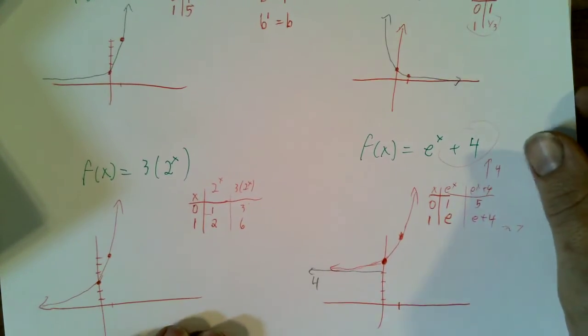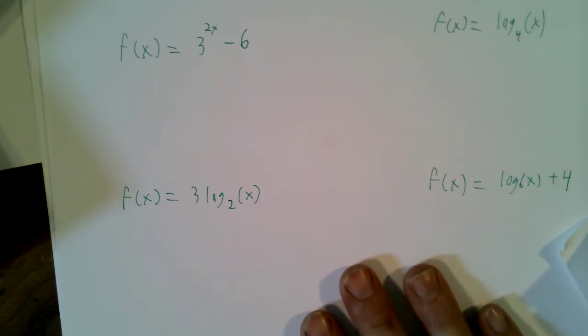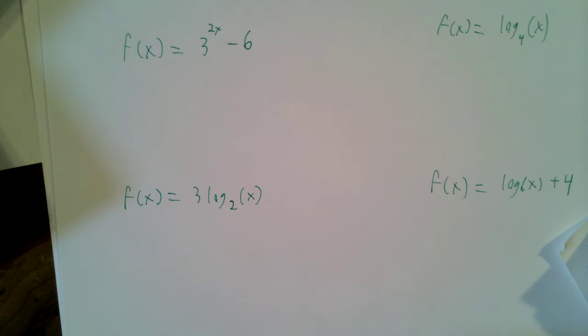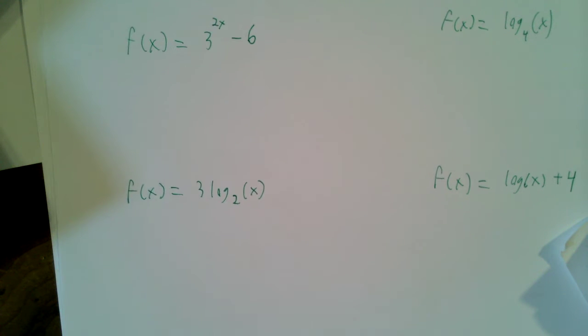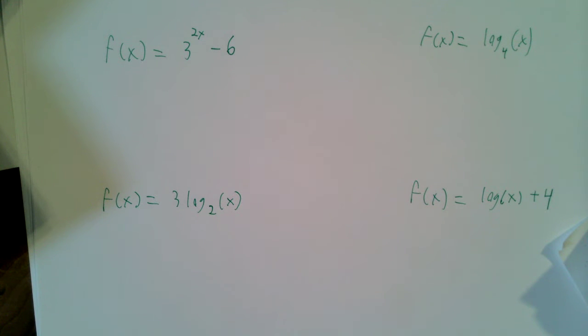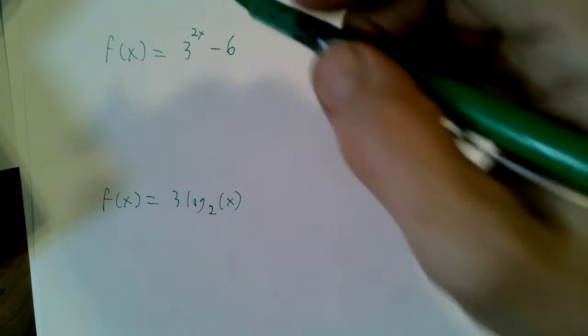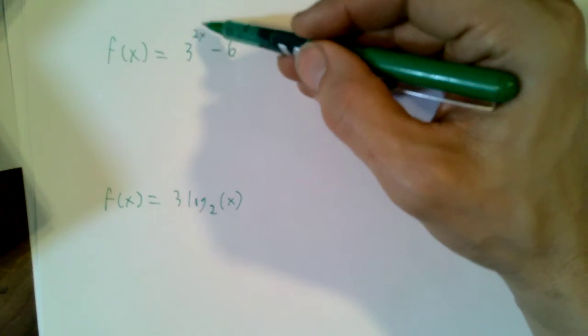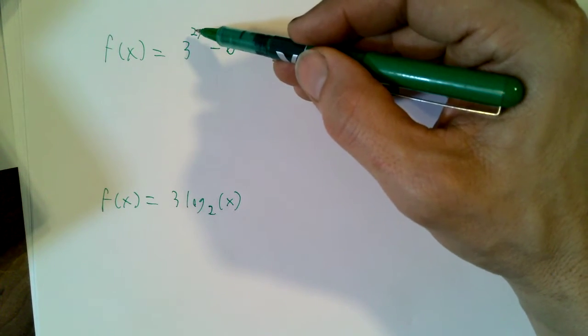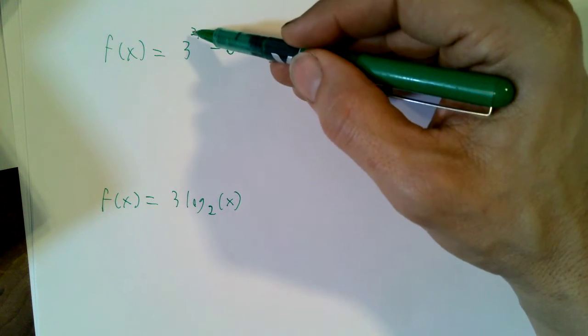Vertical shifts. You could do horizontal shifts with this stuff also. This one, there's a little bit more going on, but you've got to get used to how to rewrite things algebraically so that you have a nice algebraic expression. You could think of this as a horizontal compression, but there's an easier way to think about it.